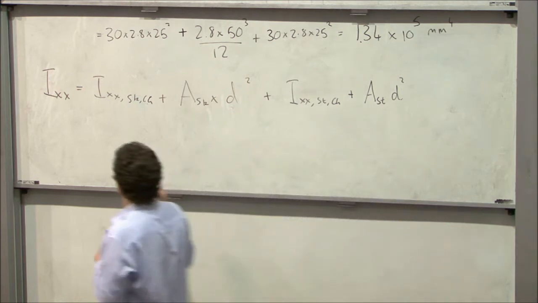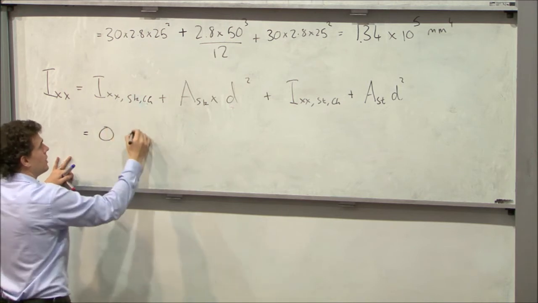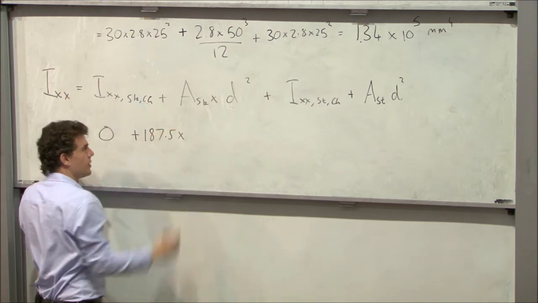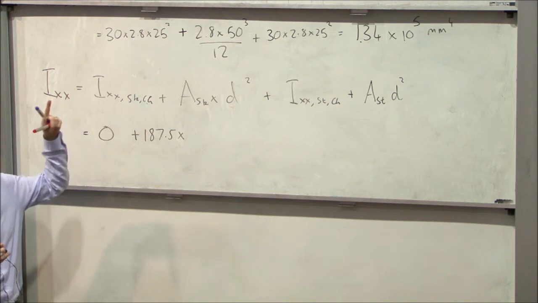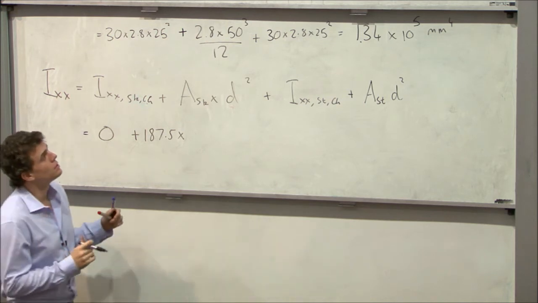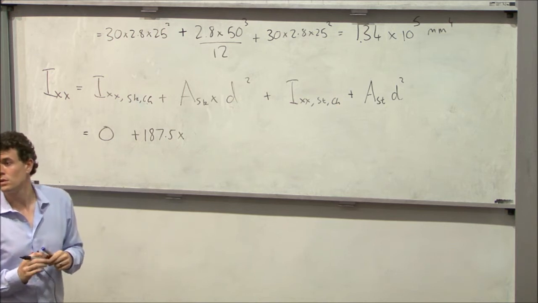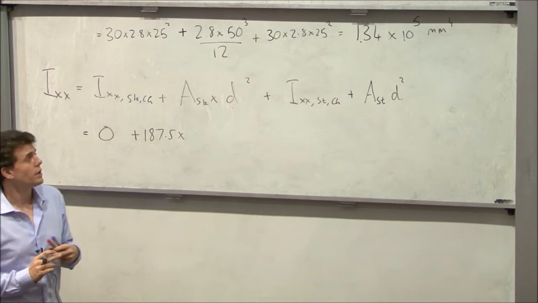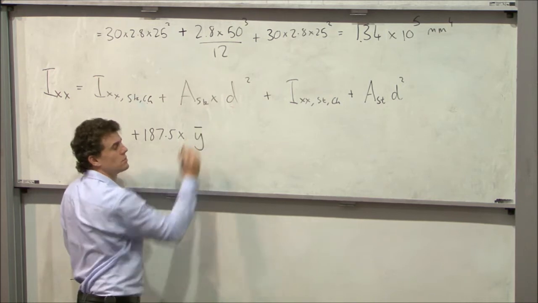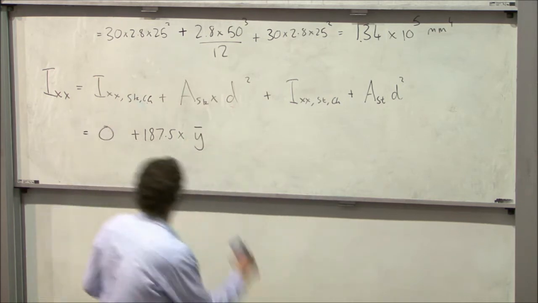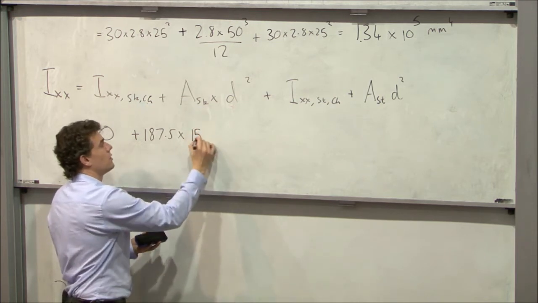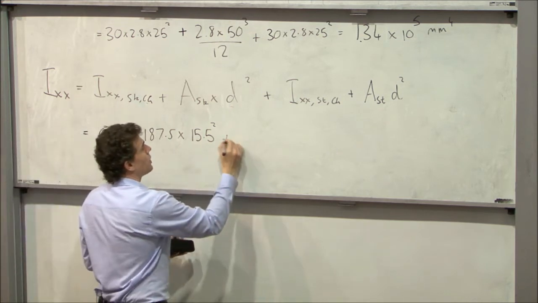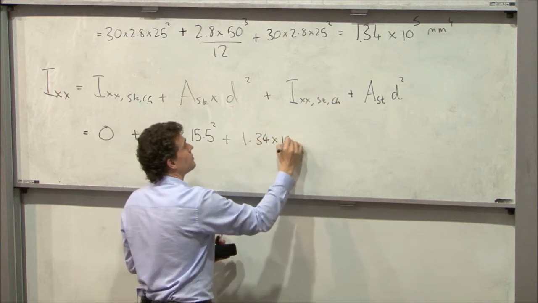So let's sub in some values. Equals 0, the first term, plus A skin is up here, 187.5 times, what's the distance from the skin centroid to the column centroid? Yeah, 15.5. It's just y bar. Okay. So 15.5 squared plus 1.34 by 10 to the 5.